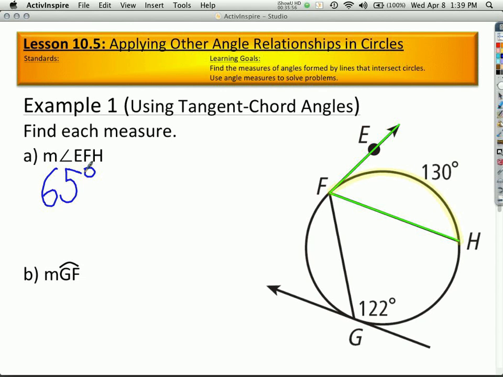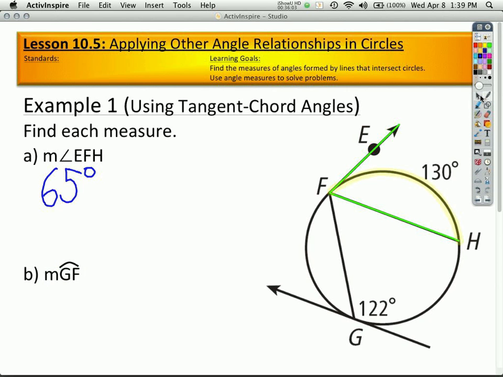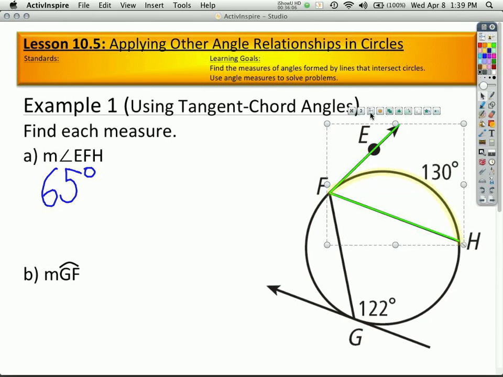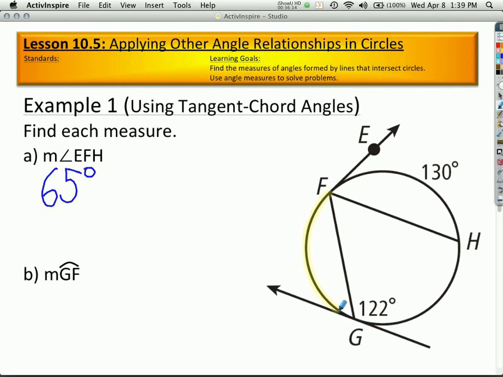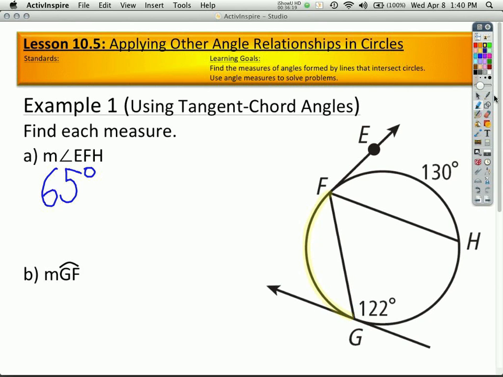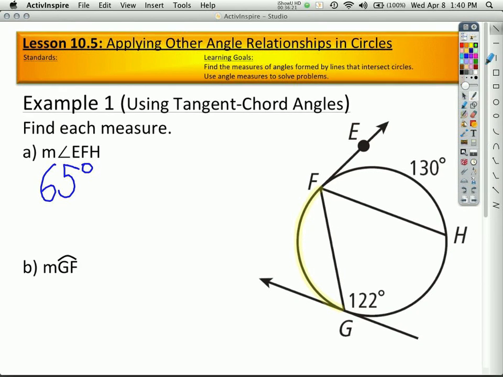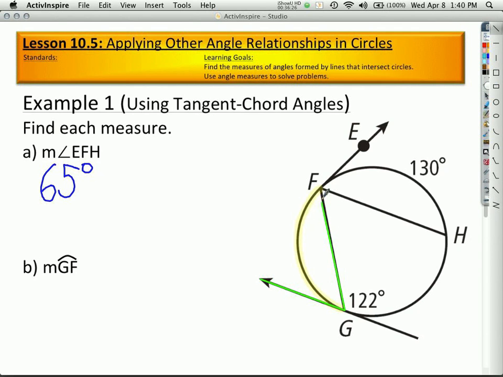Okay, part B. I would like us to find the measure of arc GF. So, separate question, so let me get rid of this. So now I would like the measure of GF. So I'd like to find the measure of that arc. That arc has a relationship with this angle that's formed here and here. But we don't have that angle. And we don't have the arc.